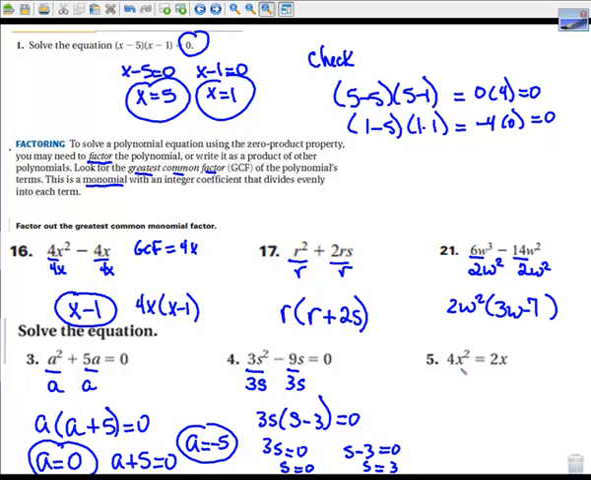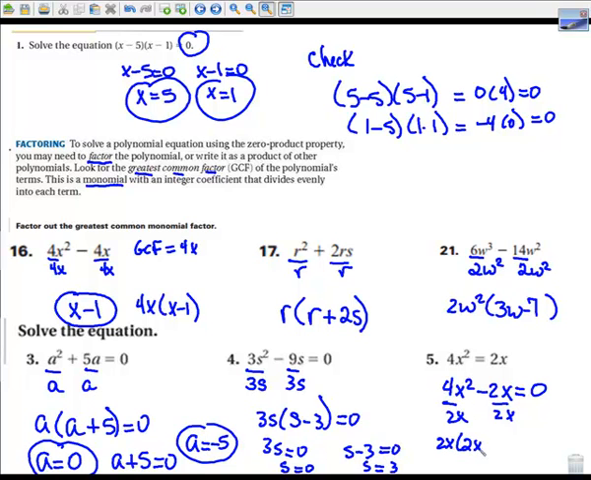If we look at 5, the first thing we have to do is look back up here. It must be set equal to 0. So I have 4x squared. I'll subtract 2x to set it equal to 0. Now I can factor out a 2 and an x. So my monomial is 2x.